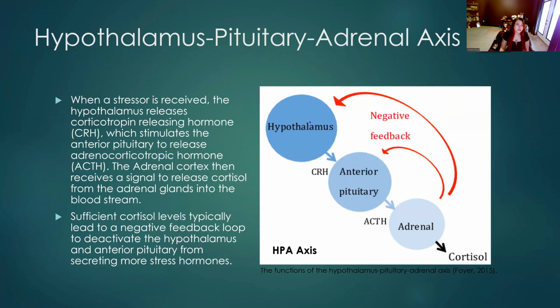Basically, when a stressor is received, the hypothalamus releases corticotropin-releasing hormone, which is CRH. This stimulates the anterior pituitary to release adrenocorticotropic hormone, ACTH. The adrenal cortex then receives a signal to release cortisol from the adrenal glands into the bloodstream. It leads to a negative feedback loop to deactivate the hypothalamus and anterior pituitary from secreting more stress hormones.